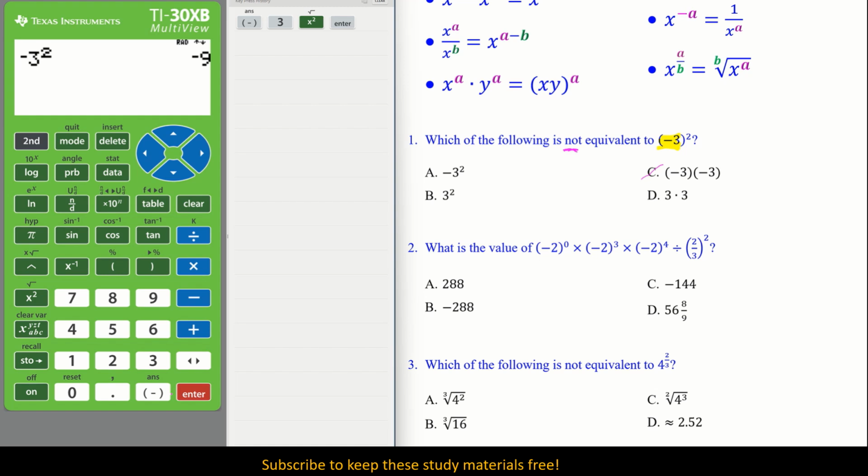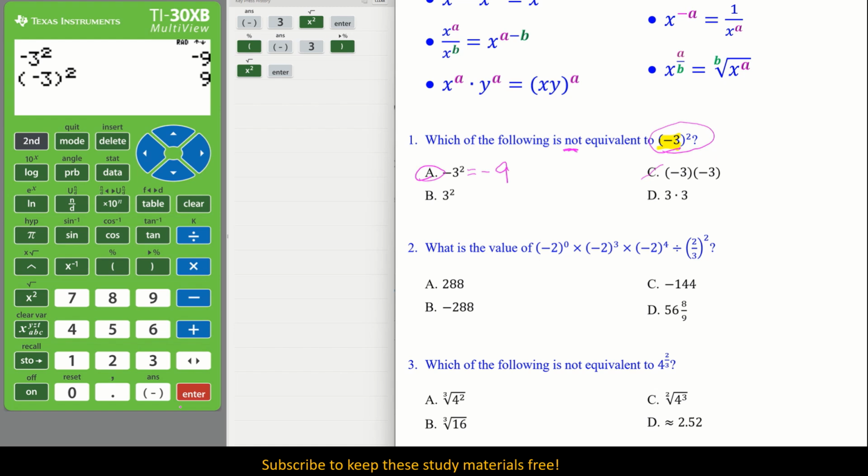Well, we need something to measure against. Let's look at the actual given. We didn't put that in first, so let's do that. Parentheses, negative 3, close your parentheses, and square it, push enter. Well, it's actually 9. So we're looking for what's not equivalent. I would say A in this case, but let's go ahead and look at B because that just seems too easy. Well, 3 squared, we know that equals 9.